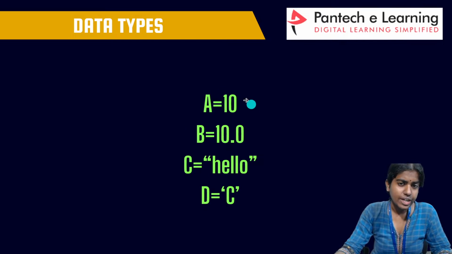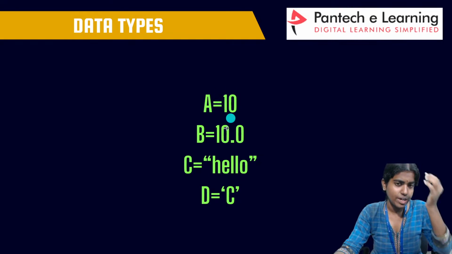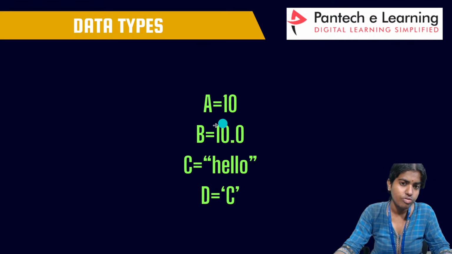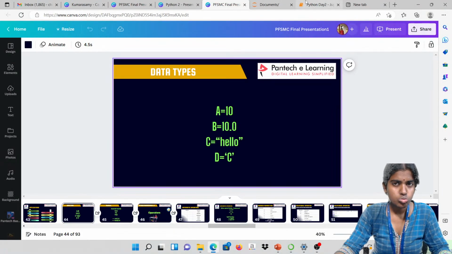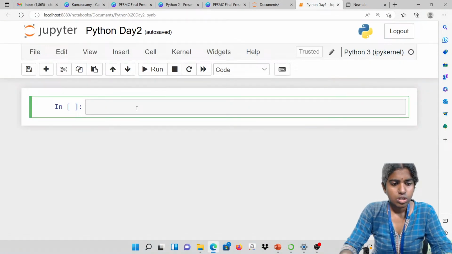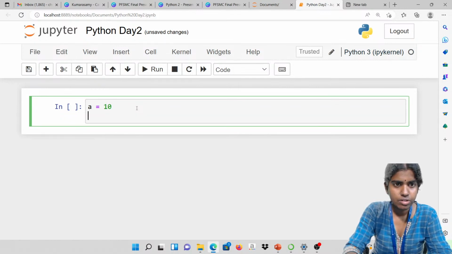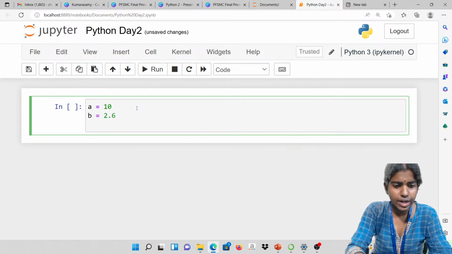I can go for integer data types. For example, I am assigning a the value of 10. So I can go for integer data types, or I can go for floating point types. So b equal to 10.0, and if I am going to enclose something within double quotes, I can go for string data type and character constant. For example, I am just assigning. All these are the different data types available in Python language. I am just saying here parrot.